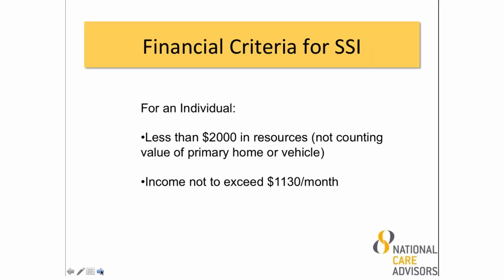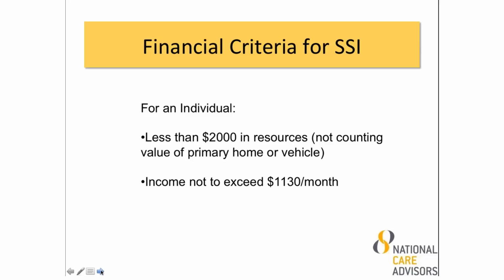The financial criteria for Supplemental Security Income, or SSI, is that the individual must have less than $2,000 in resources, not counting the value of their primary residence or one vehicle. By that $2,000 in resources, I mean in a bank account that is linked to their name, whether it's a savings or checking account, in any type of retirement account, 401k, those types of things, or even in a whole life policy if it has value. So technically the individual is not to have more than $2,000 in resources.